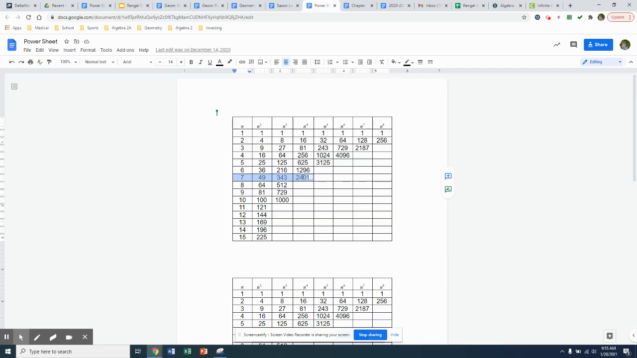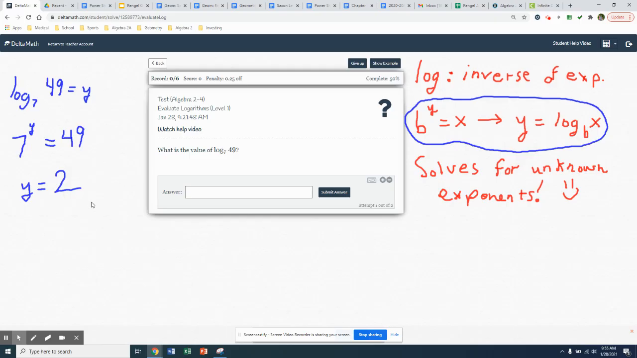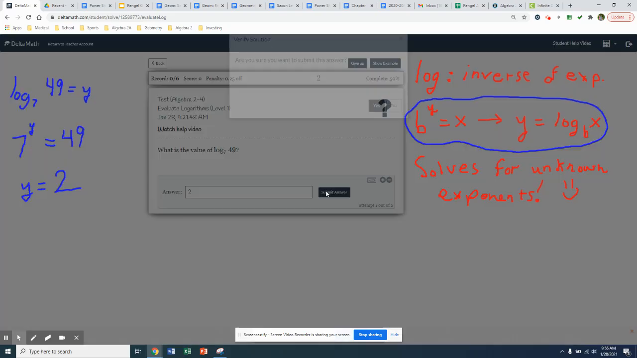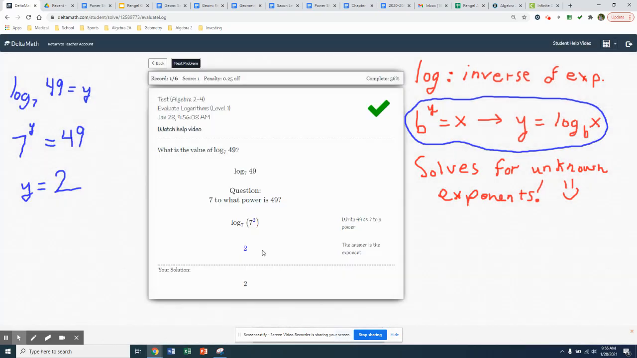This one is pretty simple, but you might get other ones like 7 to some power equals 2401. Well, then you'd want to go to your power sheet and check what power 7 is being raised to to get to 2401. So that's all we are doing to solve a log. You're just figuring out what exponent do I raise the 7 to to get to 49. The answer is going to be 2. And there's going to be our result.